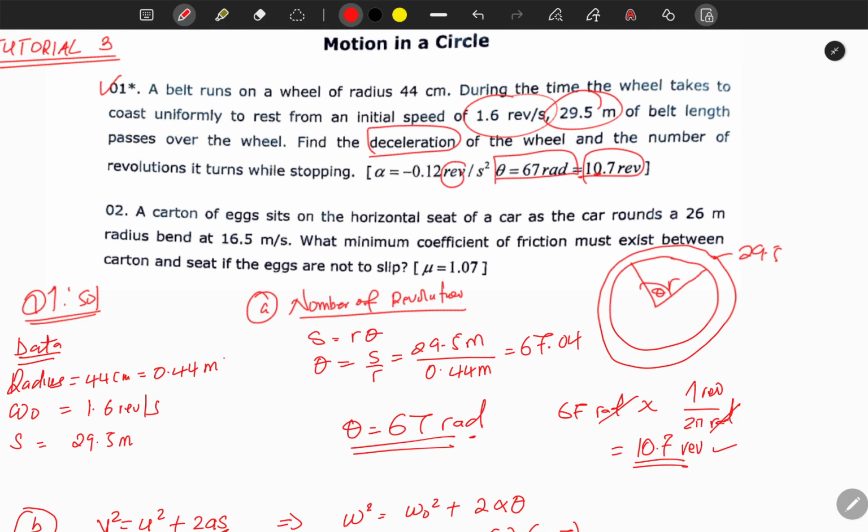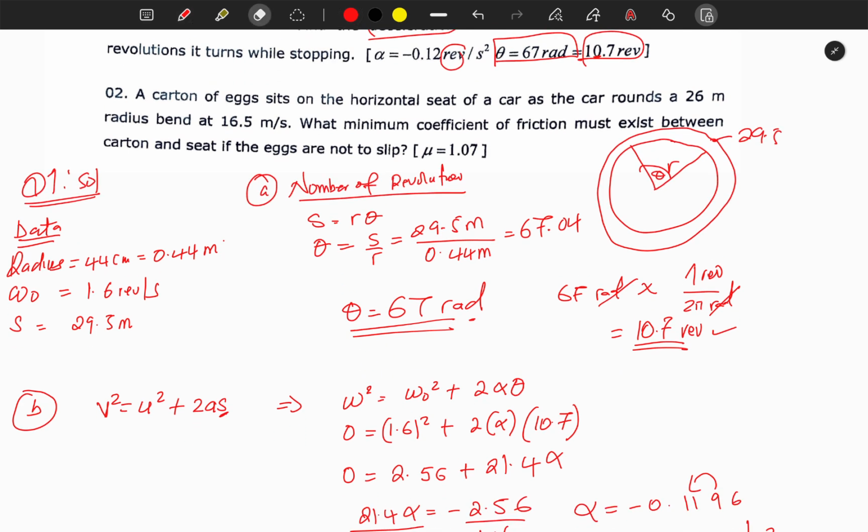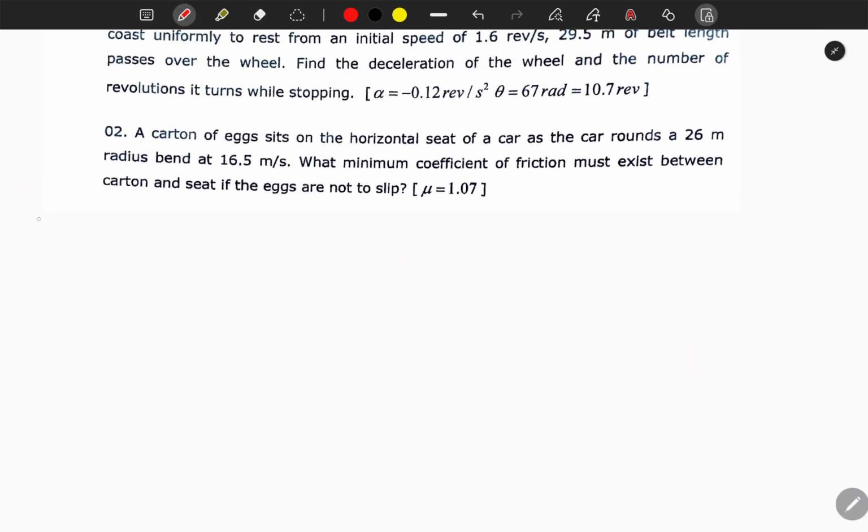Let's go to question 2. I'm going to erase this part. So question 2, solutions. A carton of eggs sits on the horizontal seat of a car as the car rounds a 26-meter radius bend at 16.5 meters per second. What minimum coefficient of friction must exist between the carton and the seat if the eggs are not to slip?